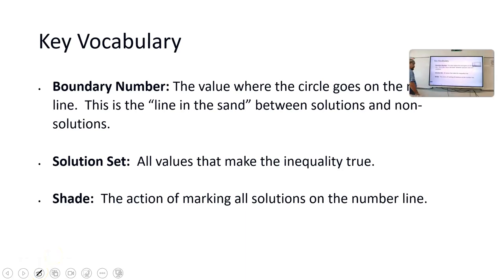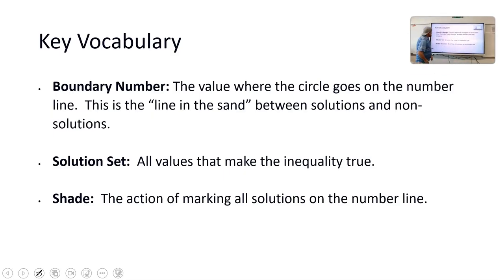First off, we have a boundary number. That's the value where the circle goes on the number line. This is the line in the sand between solutions and non-solutions. You've got to make a decision whether you're going to be bigger than that or smaller than that. Our solution set is all the values that make the inequality true, and then shade is the action of marking all solutions on the number line. So if it's bigger than, we're going to go to the right. If it's less than, we're going to shade to the left.